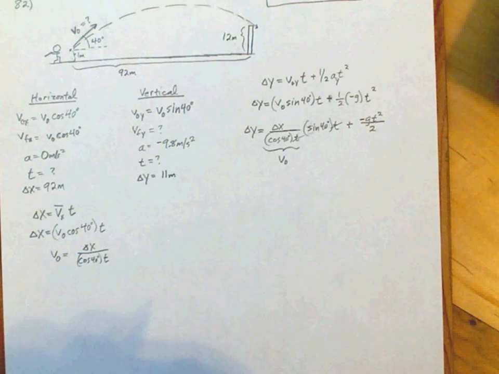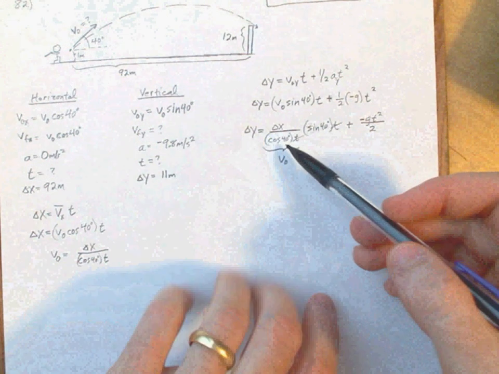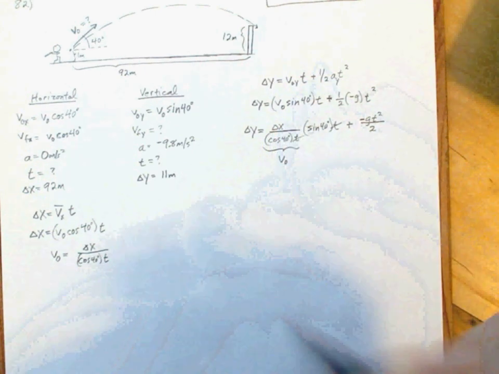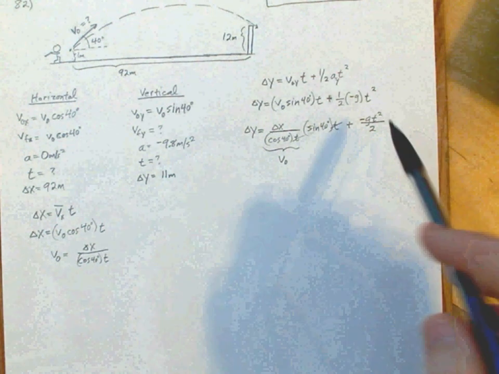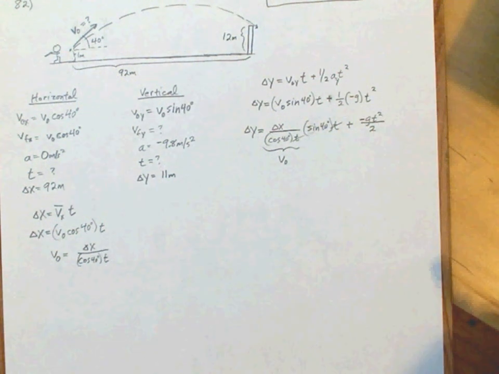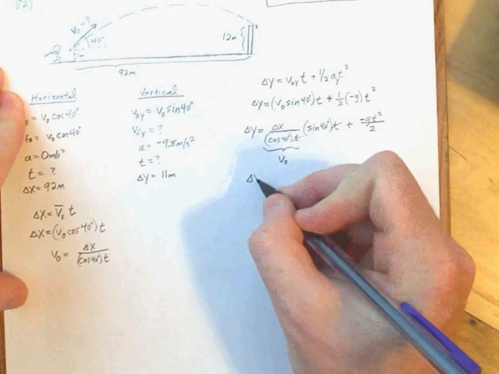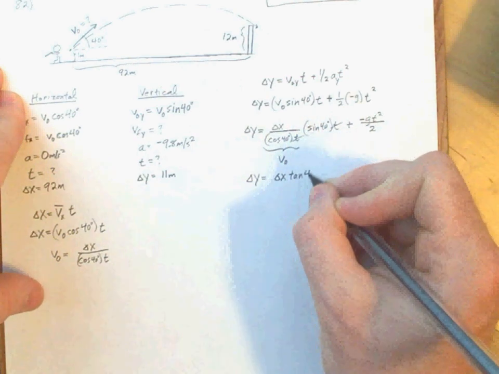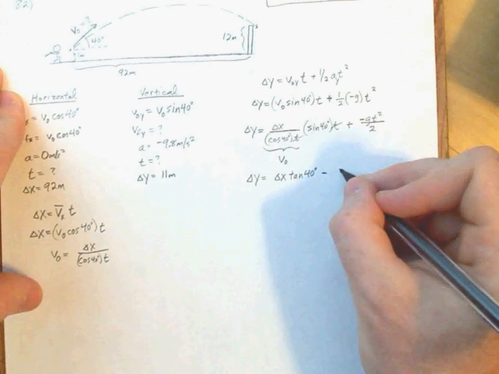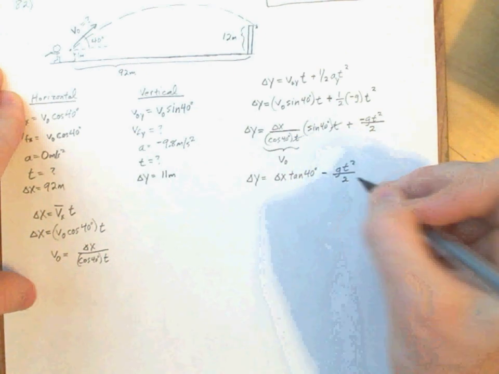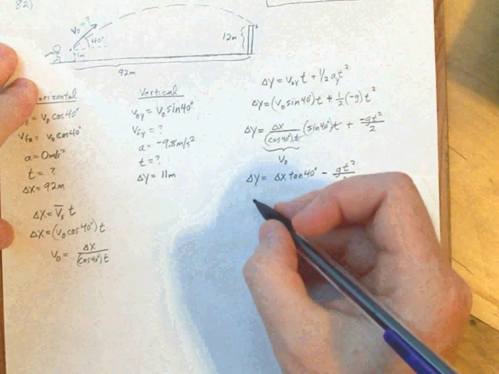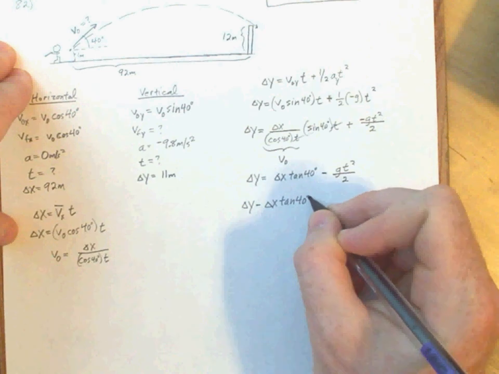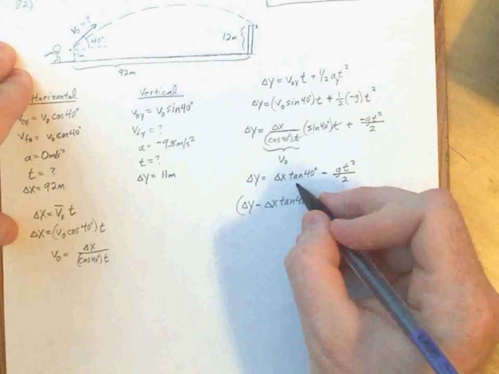That makes life better. Delta x, cosine 40, sine 40, this is all just going to be a number. I know delta x is 92, cosine and sine I can calculate on my calculator, so I know all that stuff. G I know, the only thing I don't know is t squared. So I'm going to simplify this a little bit. I'm going to say that delta y is equal to delta x, and sine of 40 over cosine of 40 is tangent 40 degrees, minus gt squared over 2. Then I'm going to do some magical algebra. This will become delta y minus delta x times the tangent of 40 degrees. So I just moved the delta x tangent 40 degrees to the other side.